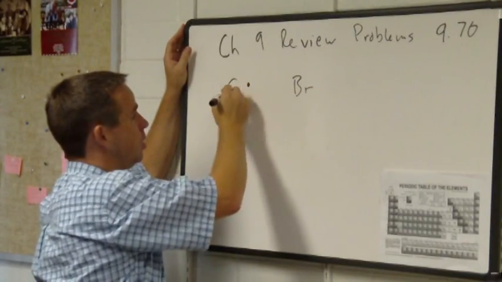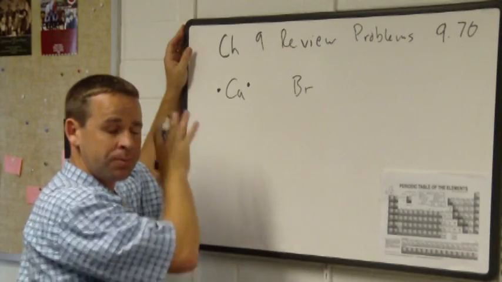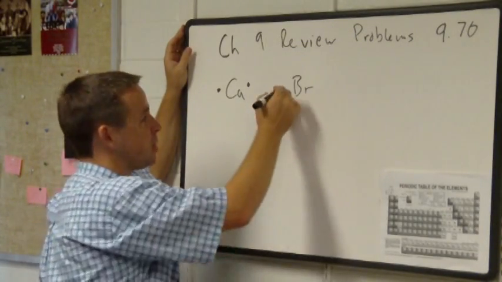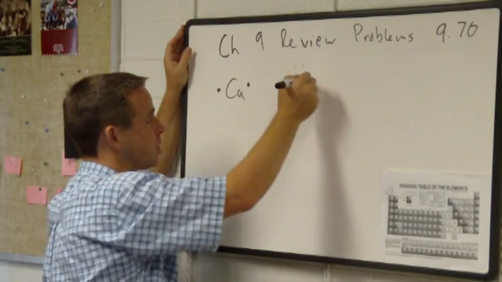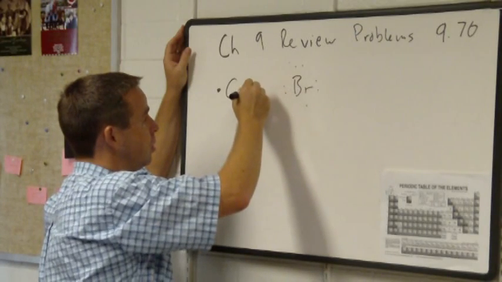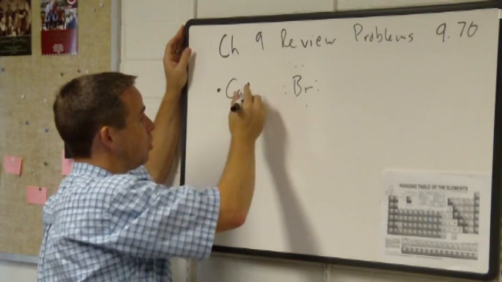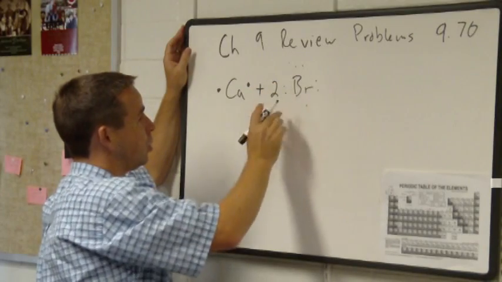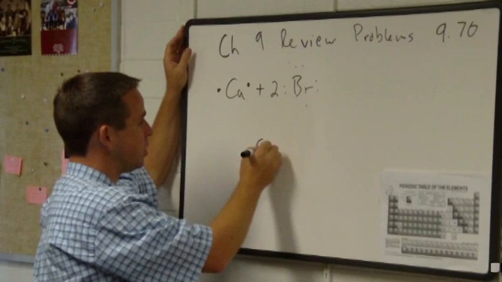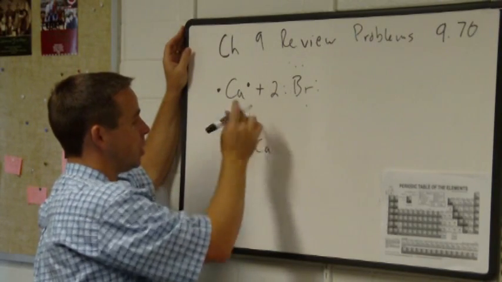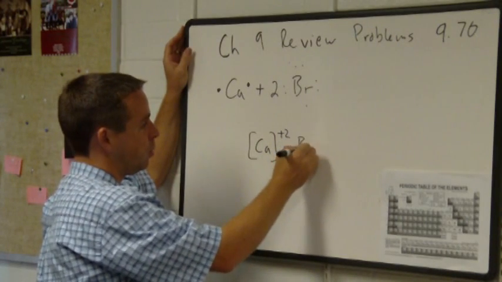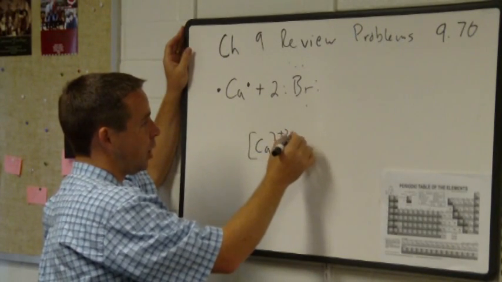Calcium has 1, 2 outer electrons, valence electrons. Bromine has 7: 1, 2, 3, 4, 5, 6, 7. So we're going to need 2 of these. So calcium is going to combine with 2 bromines, and the result is that the calcium ion is going to lose these 2 electrons and have a +2 charge, and this bromine here is going to gain.